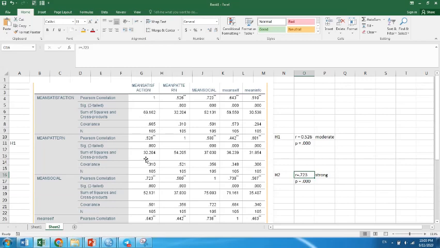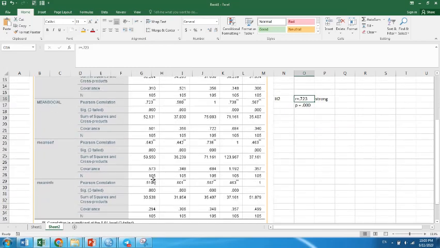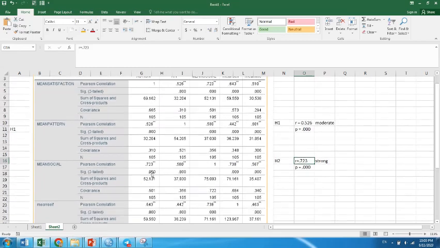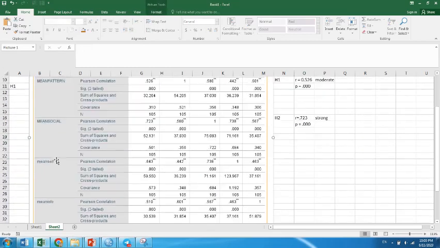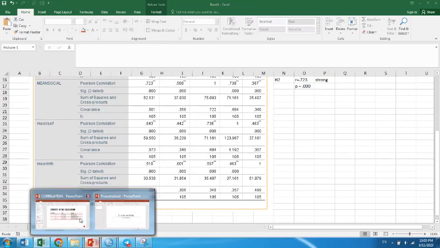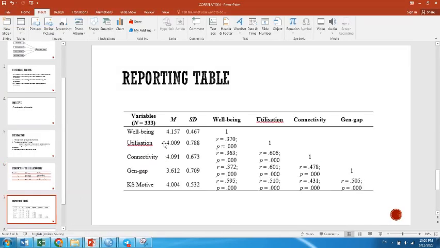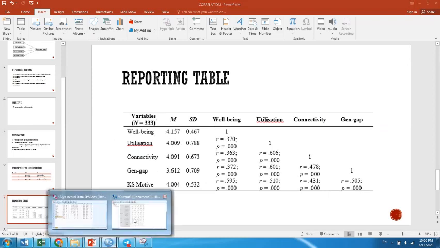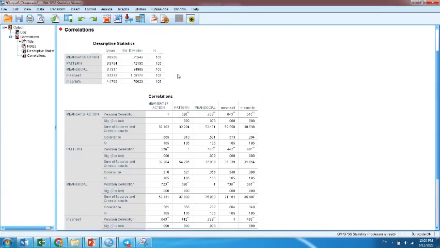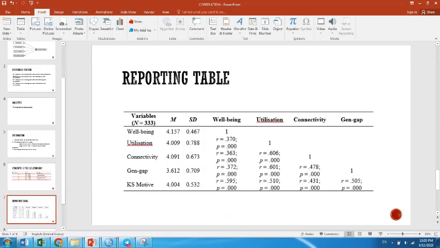When you want to read the data, just focus on the first column. So you will read here H1, H2, H3, and H4. That's all. But before that, this is the reporting table that you need to do. You have mean and SD. Where to get that? It's here in the output table. Just refer to that.